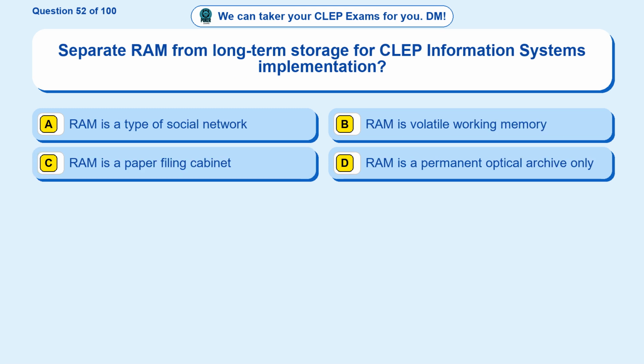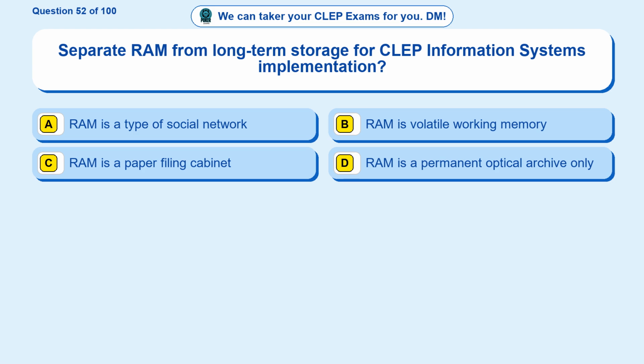Question 52. Separate RAM from long-term storage for CLEP Information Systems implementation. Option A. RAM is a type of social network. Option B. RAM is volatile working memory. Option C. RAM is a paper filing cabinet. Option D. RAM is a permanent optical archive only.